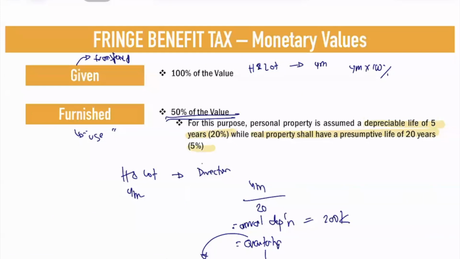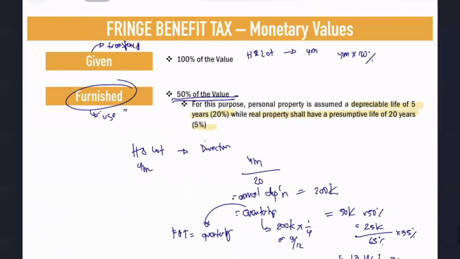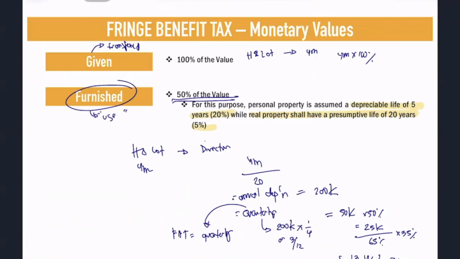Therefore, to get the quarterly tax, the 200,000, you multiply it by 1 over 4, or you can multiply it by 3 over 12, because there are 4 quarters in a year. So the amount of quarterly depreciation is 50,000. But should we already tax it at 50,000? No. Why? Because it is only furnished. If furnished, just get the 50%. So that is 25,000. You gross it up to the rate, 65%, multiply it by 35%. Then our answer there should be equal to 13,461.54.